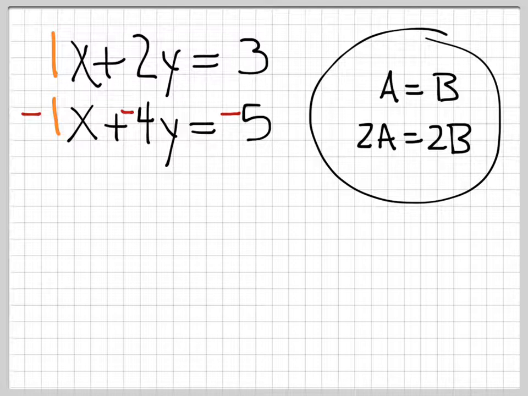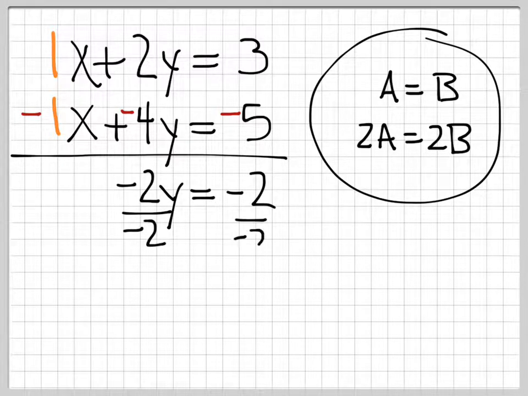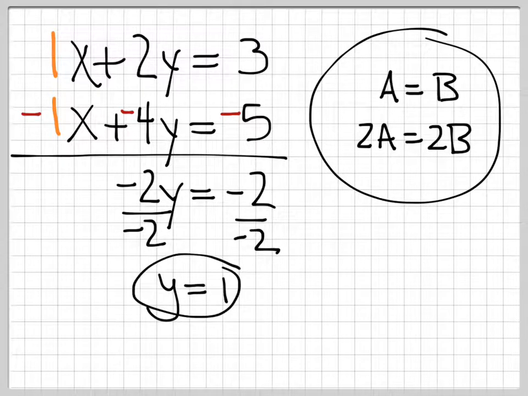And so now we can actually go ahead and add. 1x plus negative 1x cancels. 2y take away 4y is negative 2y. And 3 take away 5 is negative 2. Dividing both sides by negative 2, I get that y equals 1.